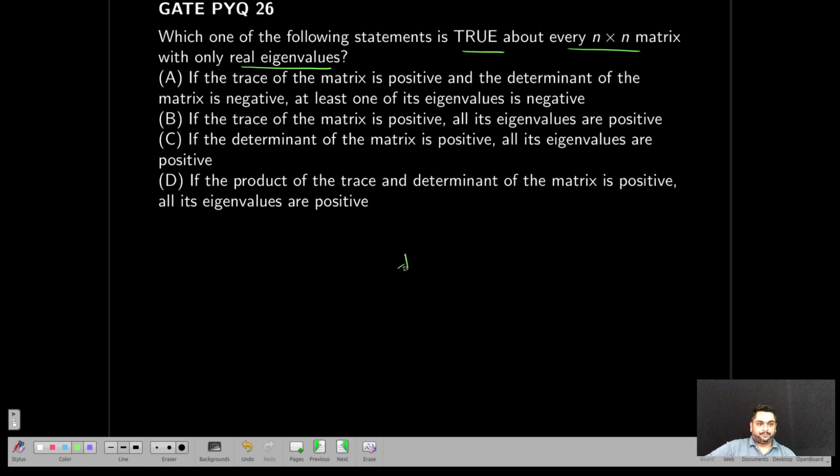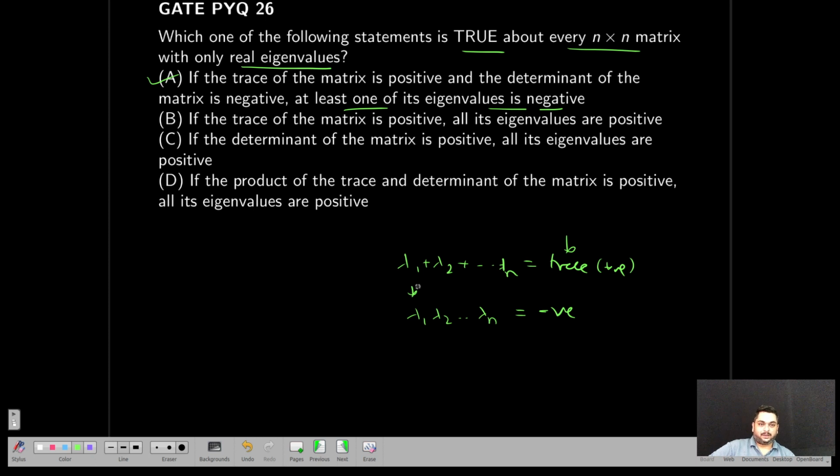Means what? Lambda 1 plus lambda 2 plus up to lambda n is equal to trace. This trace has to be positive. Okay. So this is positive. The determinant of the matrix is negative. So lambda 1, lambda 2 up to lambda n is equal to negative. Then at least one of its eigenvalues is negative. This is true. Okay. The determinant will be negative only if there is at least one negative value.